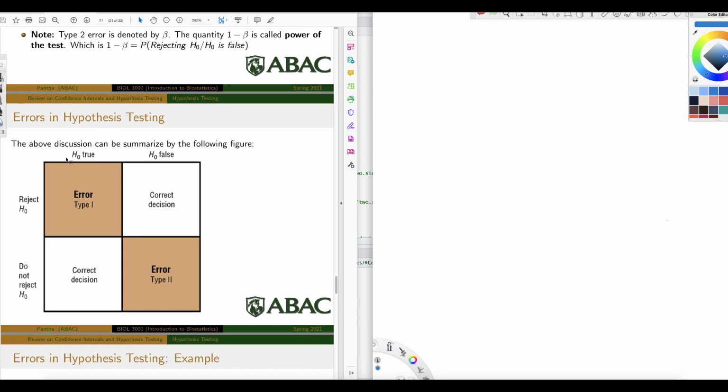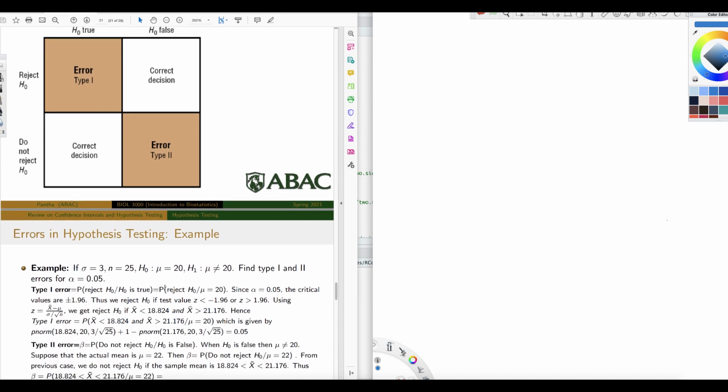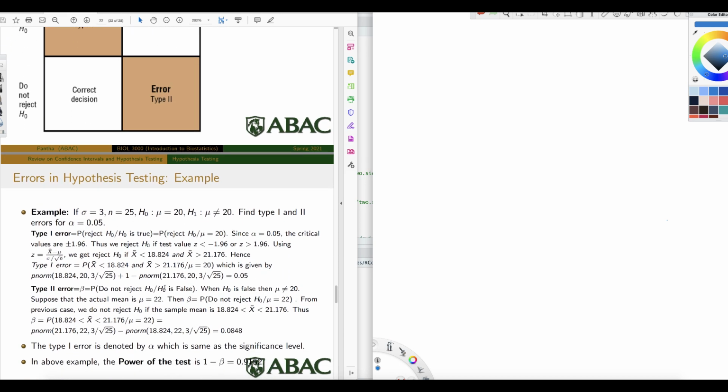On a table you can summarize it this way. Suppose H0, the null hypothesis, is true. If you reject it, this is the type 1 error. If you do not reject it, then it is the correct decision, right? And when H0 is false, if you reject it, that is the correct decision. But if you don't reject it, then it is the type 2 error. We denote the type 1 error by alpha, and this one is beta. So the complement of the type 2 error, 1 minus beta, is called the power of the test.